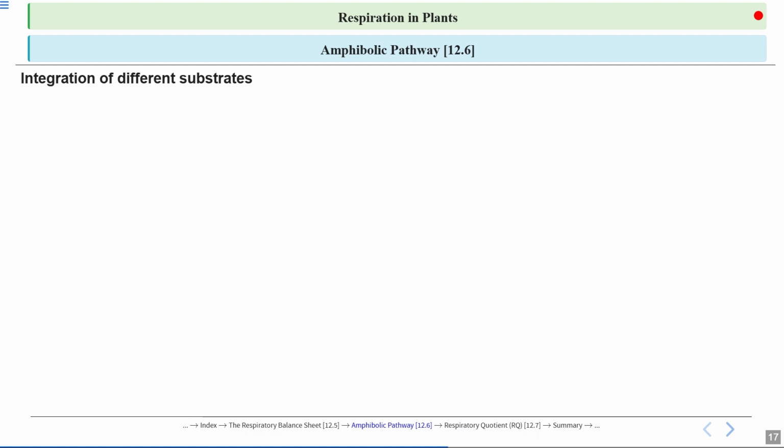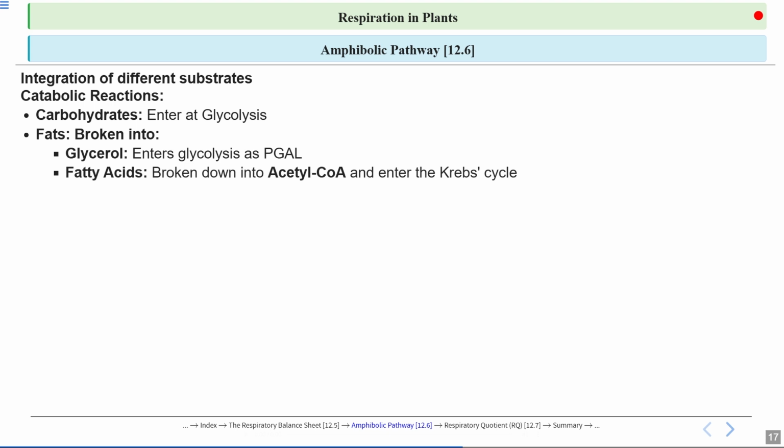Now let's talk about integration of different substrates. In case of catabolic reactions, where do carbohydrates enter? They enter at the glycolysis stage. In glycolysis there is incomplete oxidation of glucose, so it begins with glucose. Here the substrate is glucose.